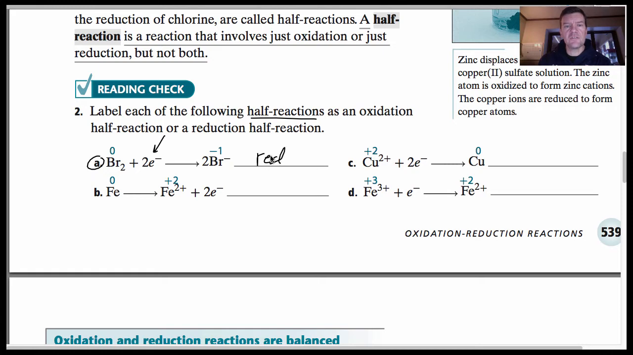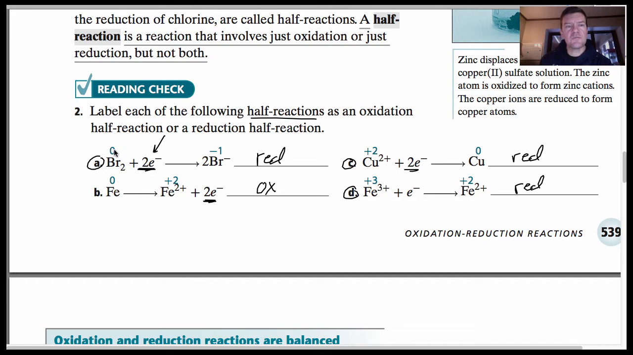I also want us to look at the oxidation numbers, but we'll quickly assign these just by looking at where the electrons are. Here, the electrons are being added to bromine, so that's reduction. It's gaining. Here, the iron is losing those electrons. It's on the product side, so that is oxidation. Here, copper is gaining electrons, so that is reduction. And in D, the iron is gaining electrons, that is reduction as well. Reduction is called reduction because the oxidation number is being reduced. If you gain electrons, the oxidation number goes down.